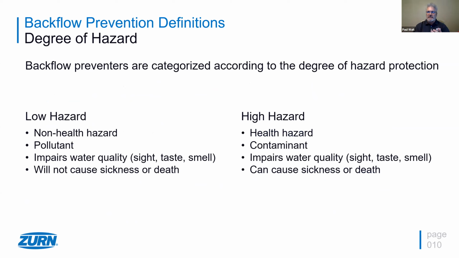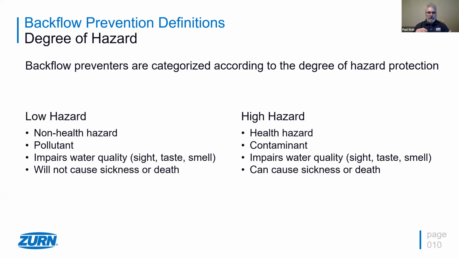High hazard is the skull and crossbones. It can cause sickness, it can cause death, but it could have the same water quality impairments or none. For example, a biologic, you might not even see it or you can't taste it. There's no smell to it, but a biologic can hurt you, cause sickness, cause death, and it is a health hazard. It's considered a contaminant.